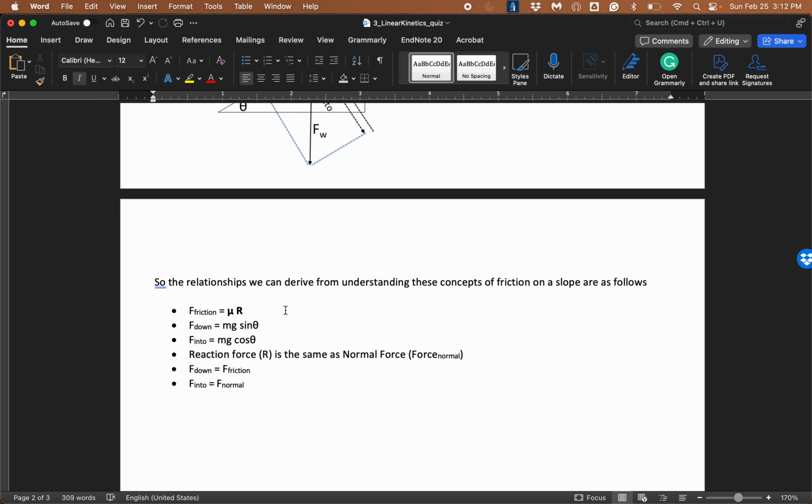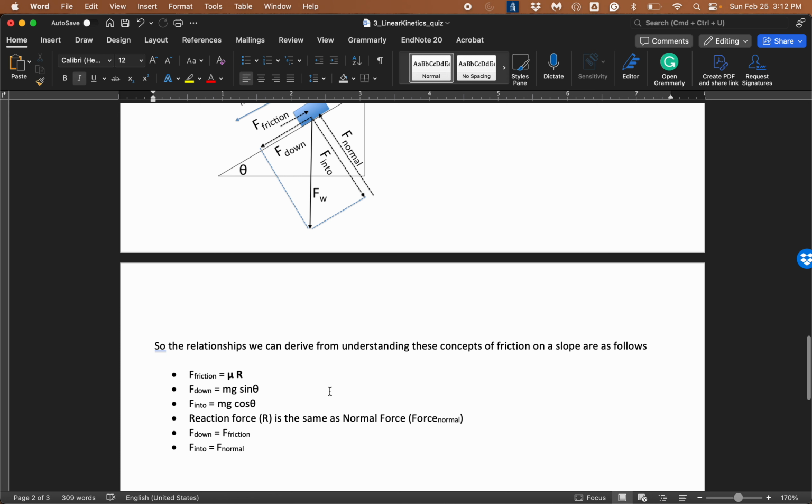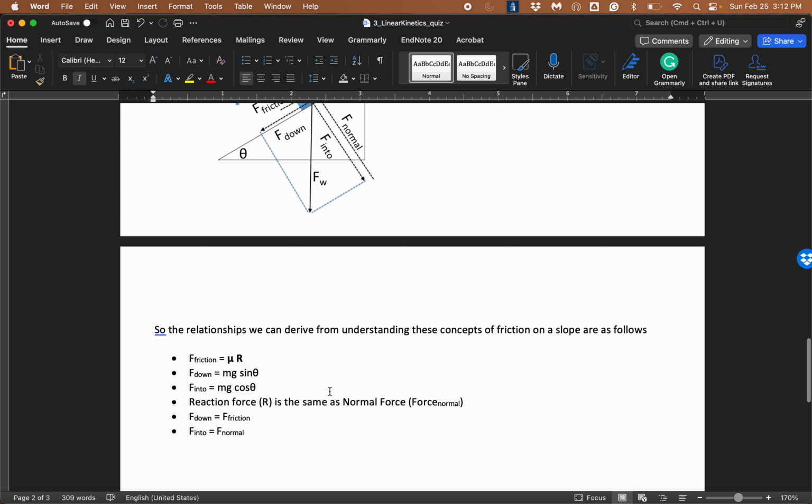The parallel force down across the surface of a slope is just mass times gravity times the sine of the angle of whatever slope you're standing on. Remember that mass times gravity is the same thing as newtons. And the force going into or perpendicular to the surface, if we want to derive that vector component, is the newtons, or mass times gravity, times the cosine of the angle. Reaction force is the same thing as normal force, just a reminder there.